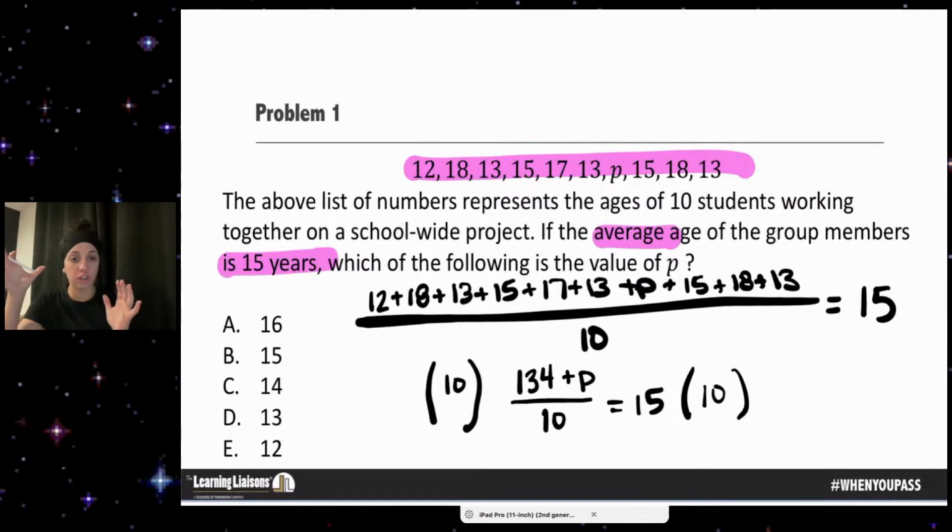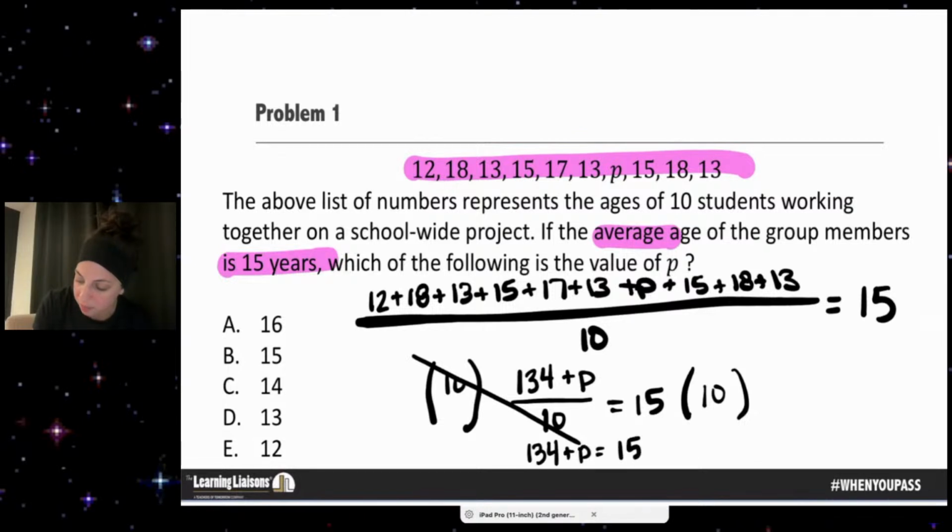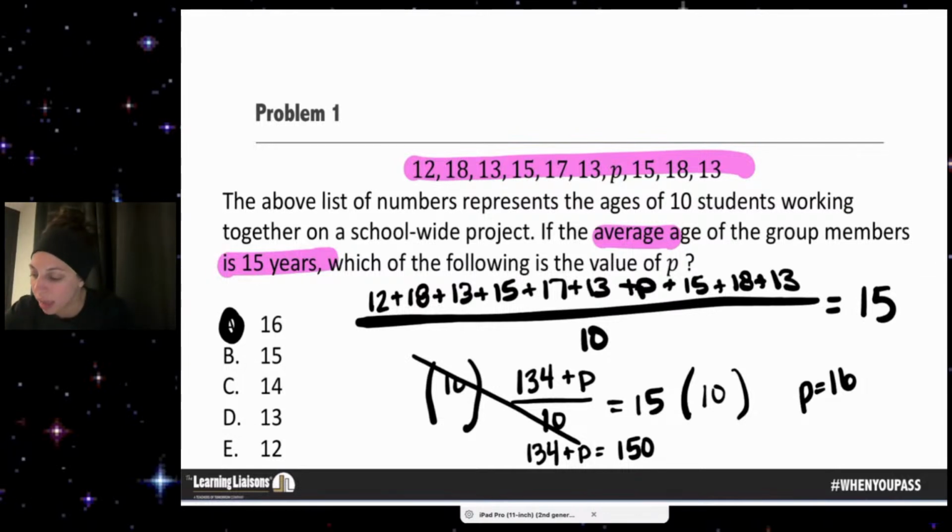So 134 plus P is being divided by 10, so I'm going to multiply both sides by 10 so it cancels out. So 134 plus P equals 150. Subtract 134 from both sides, and I'm going to get P equals 16. So P equals 16. Now, that's the algebra way to solve it. The not algebra way to solve it is to use the answer choices. So let's go ahead and solve this again using the not algebra way.